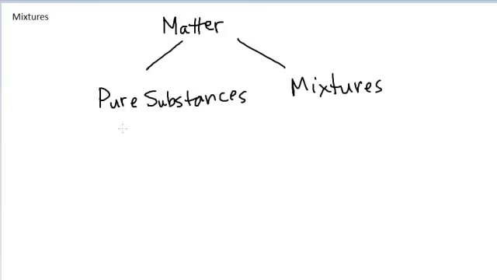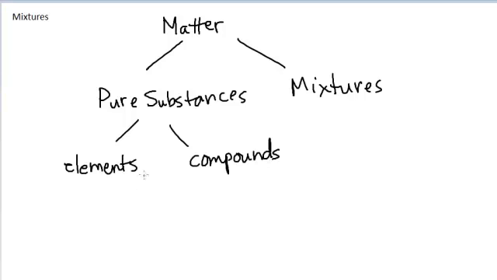All right, let's talk about mixtures. Recall from the definition of chemistry, chemistry is the study of matter and the changes it undergoes. And matter can be classified into two broad categories: pure substances and mixtures. Pure substances are things like elements or compounds. And we have spent an awful lot of time focusing on pure substances in general chemistry.